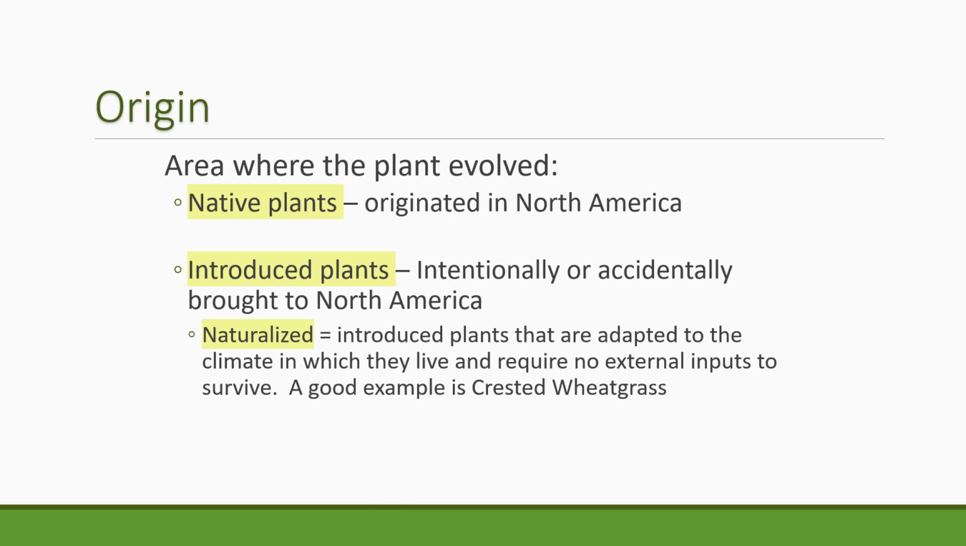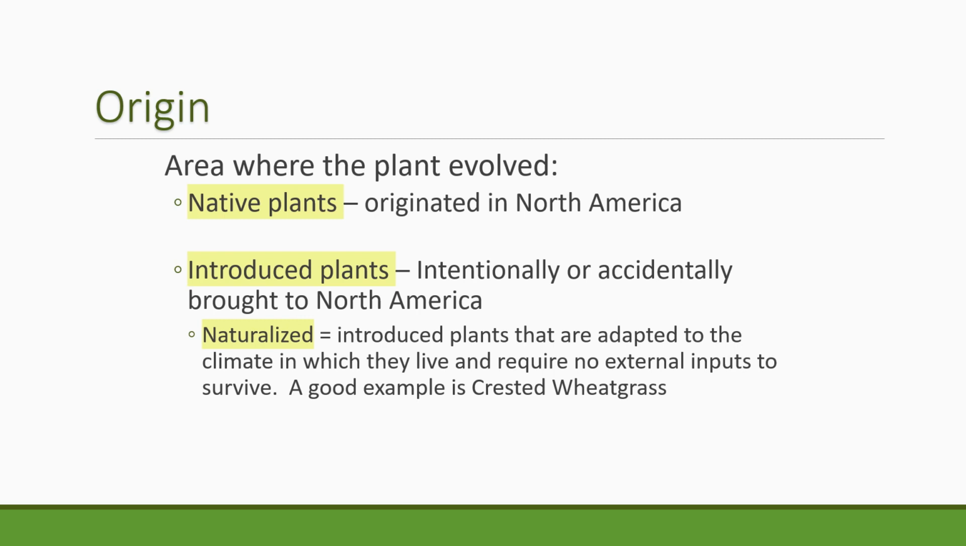Introduced plants then are those that were brought here from somewhere else, either intentionally or accidentally. They might have been brought here intentionally as crops or as ornamental plants, or they might have been accidentally brought as contaminants in seed or in ships or in crates or even just in the fur of animals.